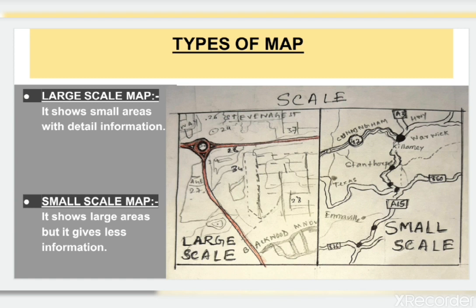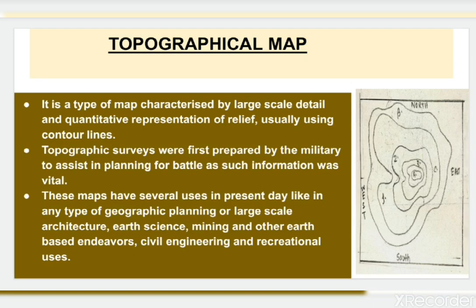There are two types of map. One is large scale map and small scale map. Large scale map shows a small area with detailed information. Small scale map shows large areas but gives less information.